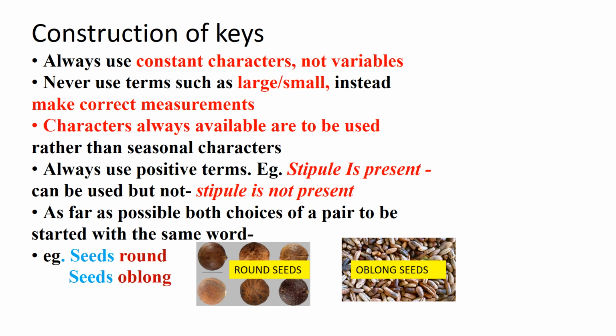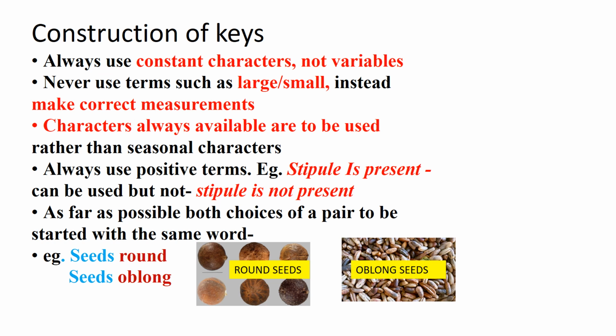And regarding variable characters, in some plants the leaves will be pink or reddish in color due to the summer season, that is, due to the more light they are getting. In other seasons they may be green. So characters like that should not be given for the construction of keys. Characters always available are to be used rather than seasonal characters. That is what I have just explained.